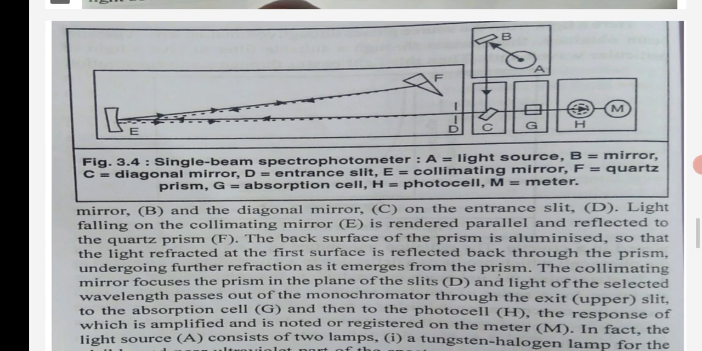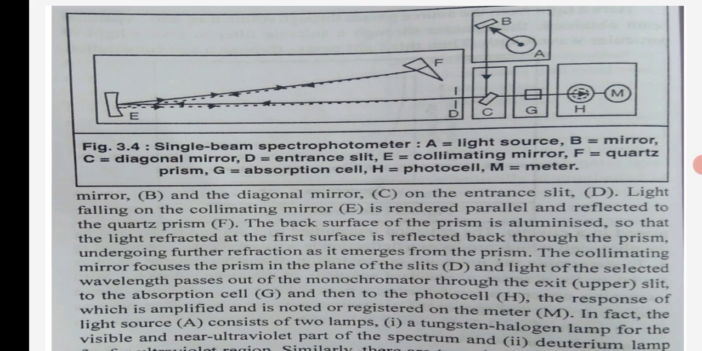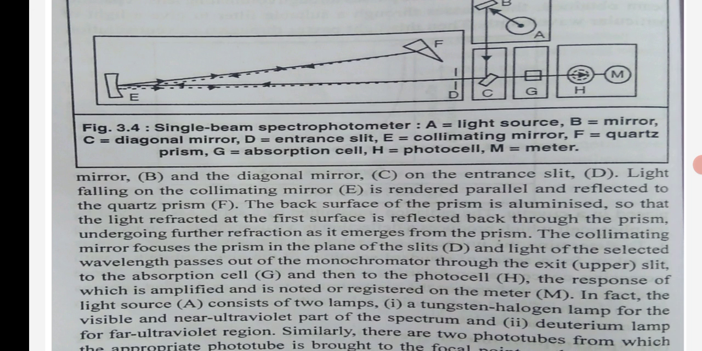E is the parallel beam reflected to the quartz prism F, and the back surface of the prism is aluminized, so this light is refracted at the first surface and reflected back through the prism, undergoing further refraction and emerging from the prism. The collimating mirror focuses the light on the slit, denoted by D, and light of the selected wavelength goes to the absorption cells G, and then the photocell is denoted by capital H, and its response is amplified and noted, and registered on the meter, denoted by capital M.